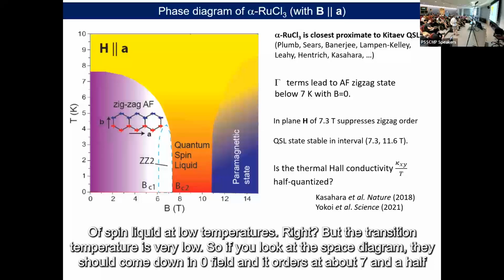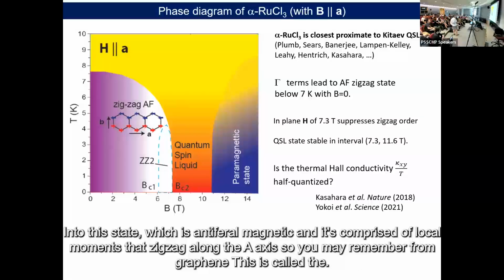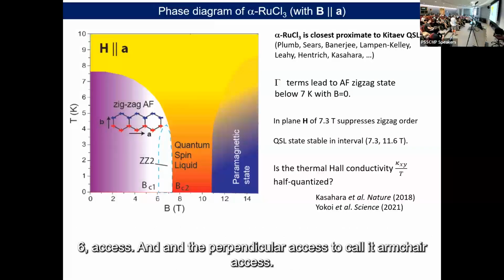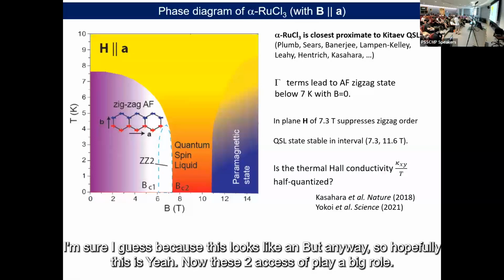But the transition temperature is very low. So if you look at this phase diagram, if you come down in zero field, it orders at about 7.5 Kelvin into this state, which is antiferromagnetic, and it's comprised of local moments that zigzag along the A-axis. So you may remember from graphene, this is called the zigzag axis, and the perpendicular axis is called the armchair axis. Armchair, I guess, is because this looks like an armchair. But anyway, so hopefully this is familiar from graphene.